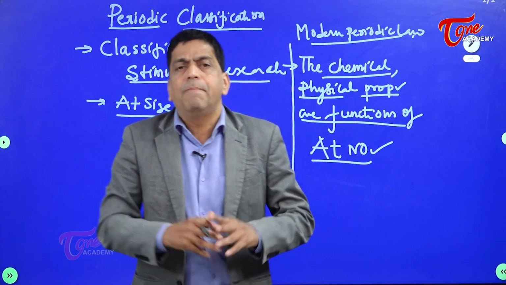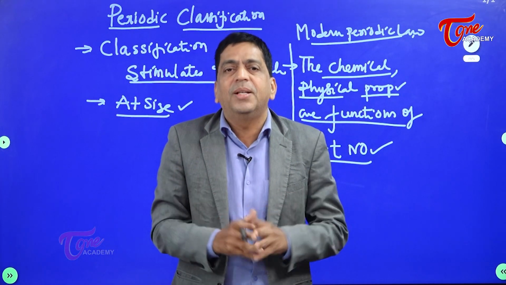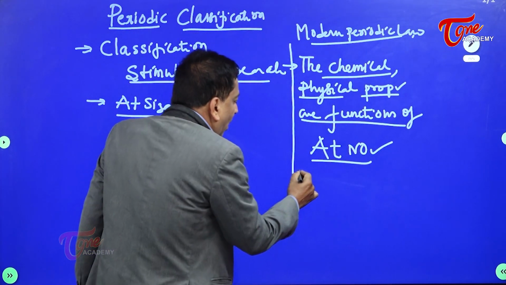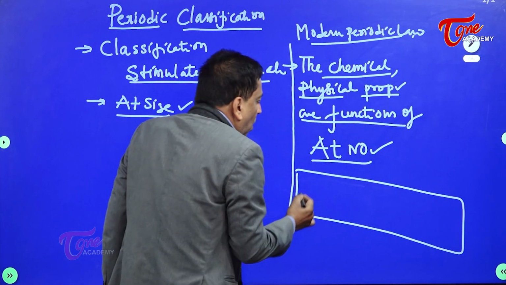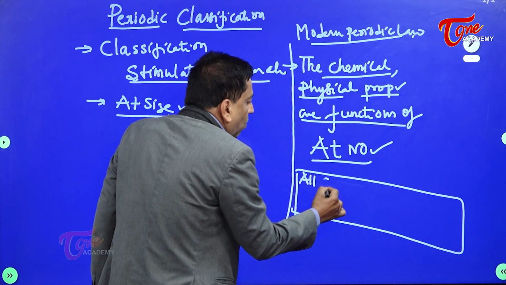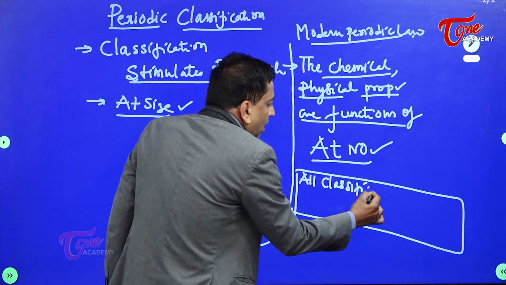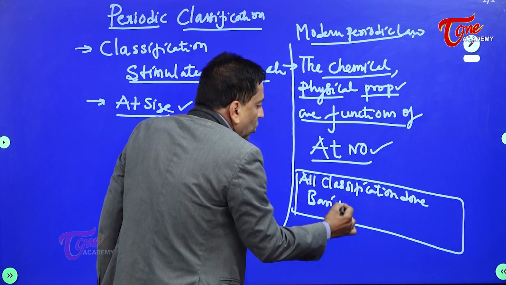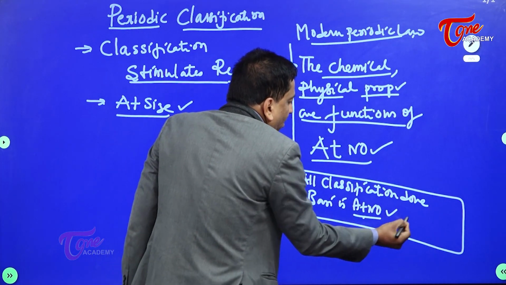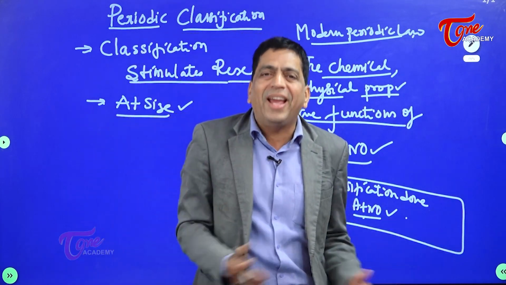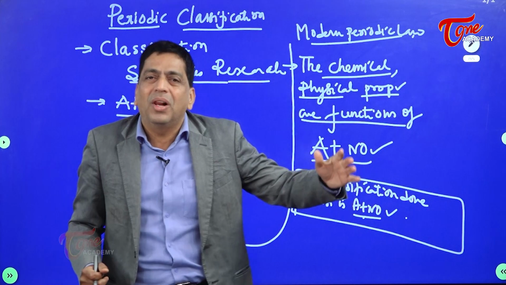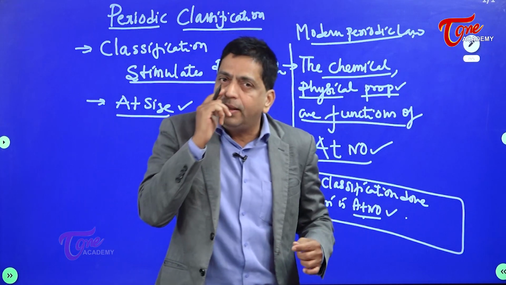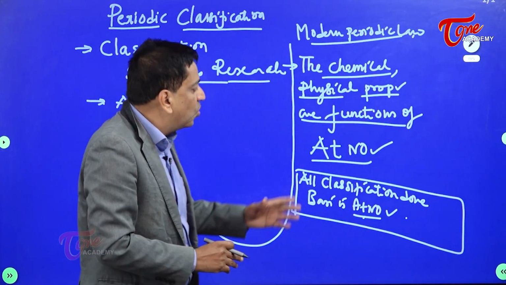Moseley's modern periodic law. The basis of all classification is atomic number, and not the other ones like atomic weights or something like that, where earlier people tried it, but they were somewhere in the midway and failed to classify all the elements. The modern periodic table is all functions of atomic number.